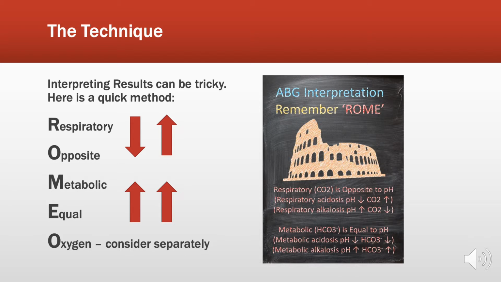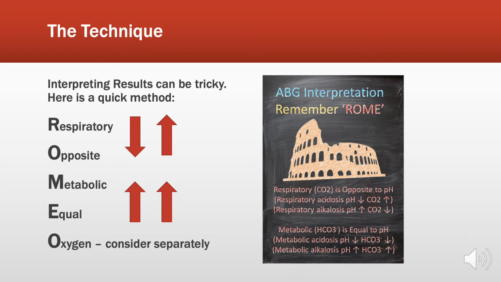So this is where the technique comes in. It's a really quick technique, super easy to do, even for a novice nurse. And so we like to teach this right away. They can recognize the most abnormal results and notify the provider quickly so that we can get our patient the treatment that they need. The technique is known as ROME or ROMEO, which stands for respiratory opposite and metabolic equal, and then oxygen is your O in ROMEO. We consider that one separately.